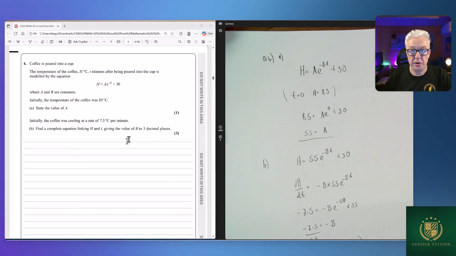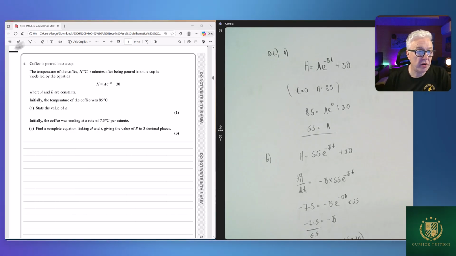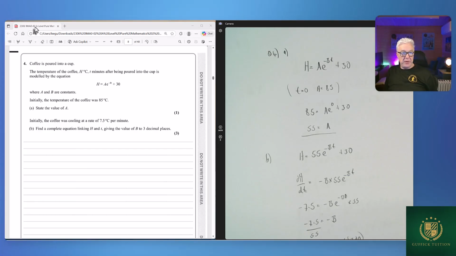Hello everyone, this is question 4 on paper 2 from 2023 for Edexcel. And we've got an exponential modelling question, so let's have a look at what it says. So it says coffee is poured into a cup.